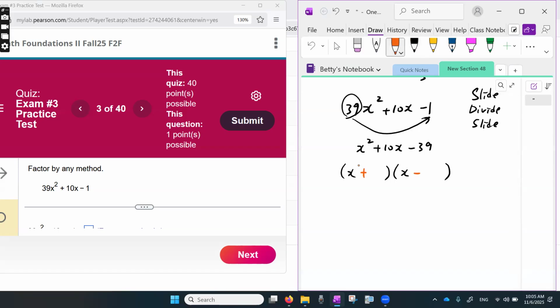Think about 13 and 3, I think. Positive 13, negative 3. Yeah, you go through the process, you can find the two numbers. Positive 13, negative 3, multiply to negative 39, add up to 10. Okay? And then divide. Divide the two red numbers by the leading coefficient 39. Simplify.